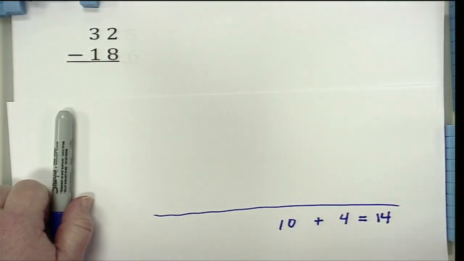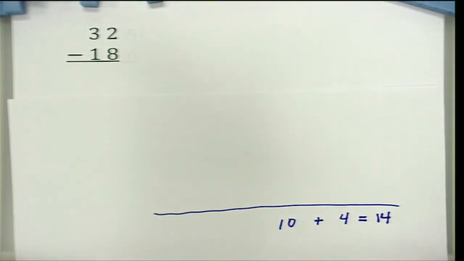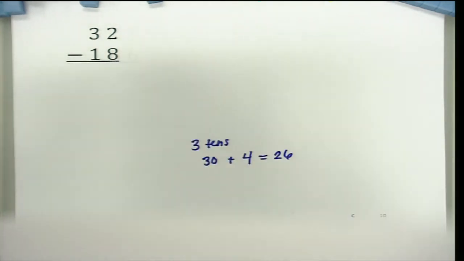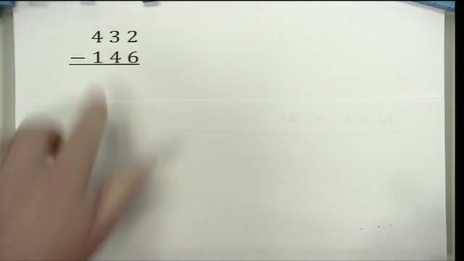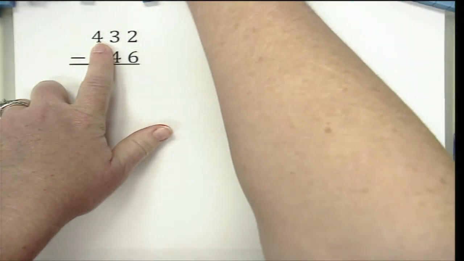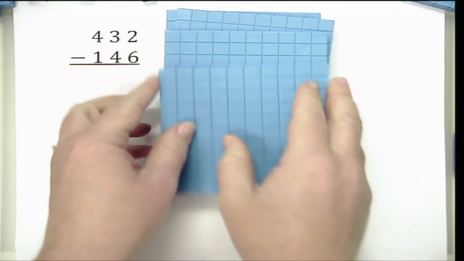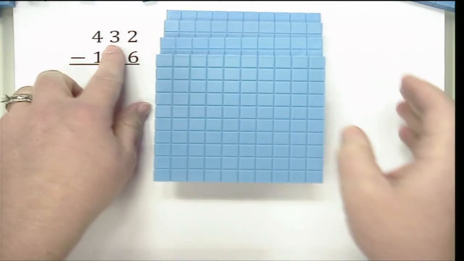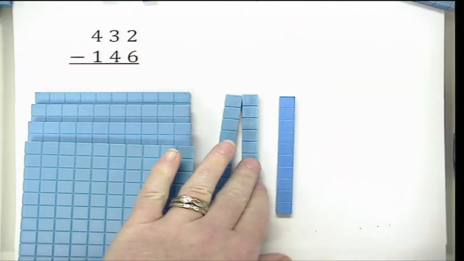All right, let's go ahead and do a problem with 3-digit numbers. The next one is 432, and we are going to take from that 146. So I'm going to set up my problem. It looks like I have 4 hundreds here. I have 3 10s, and I'm going to move this down here, 3 10s and 2 1s.